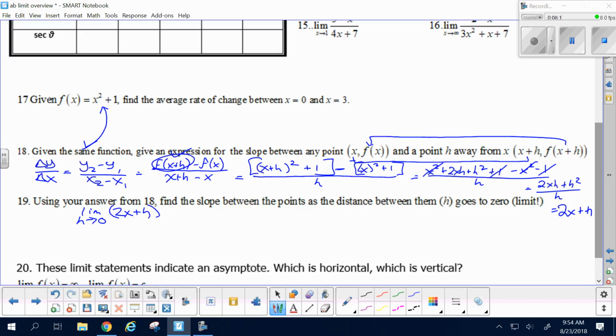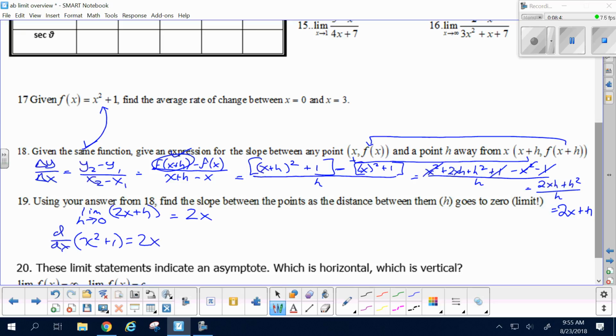Now, limit skills. As h goes to 0, what does that approach? Just 2x. The h drops away and it becomes 2x. Now, whether you know it or not, people, you just found the derivative of x squared plus 1. The derivative of x squared plus 1 is 2x.